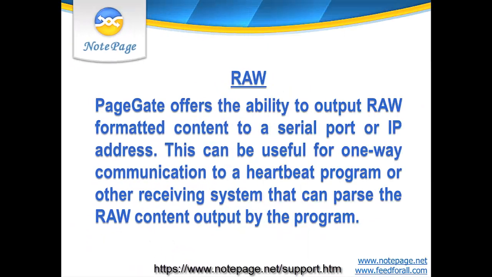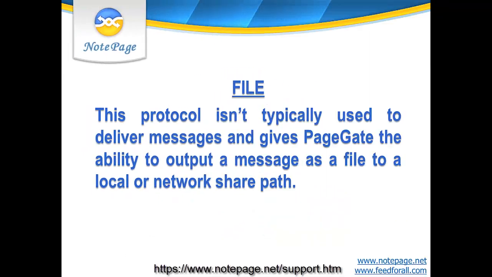PageGate can also output raw formatted content to either a serial port or IP address. This can be useful for one-way communication with a heartbeat program or other receiving system that can parse the content output by PageGate. Last, we have a delivery method that isn't usually used to deliver messages, the file protocol. This protocol gives PageGate the ability to output a message as a file to a local or network share path.